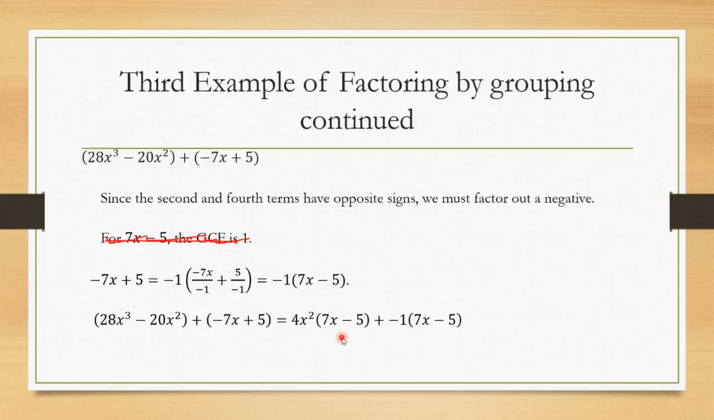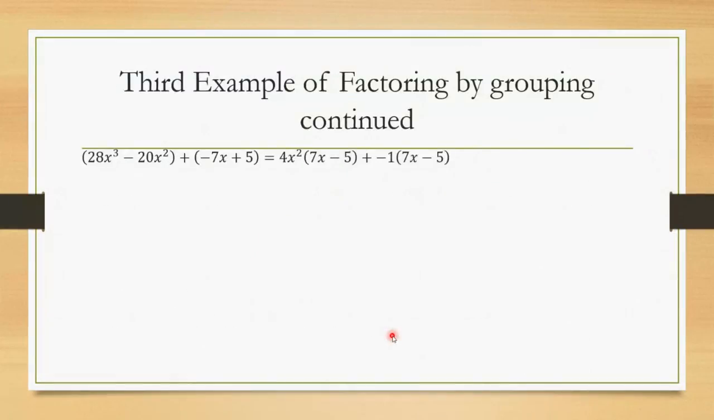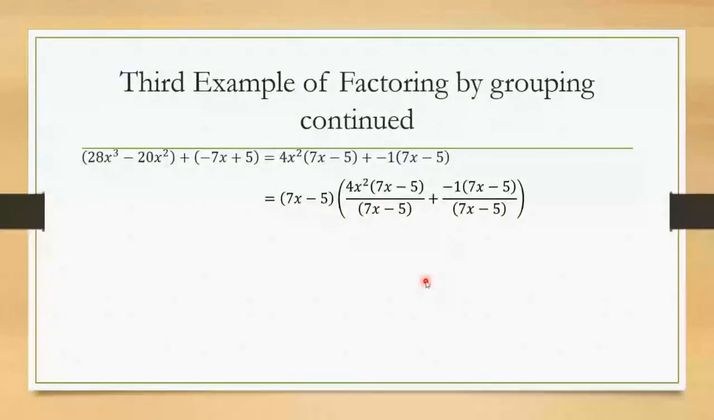And notice we have a common factor among both these groups, right? 7x minus 5. And that's really what you want. You want to make sure you have something in common with both groups. In other words, you want what's in parentheses to be in common to both of these groups. And now we can factor that out. And that's what we're doing here. So we're going to factor out this. And again, we're dividing to see what's left over.